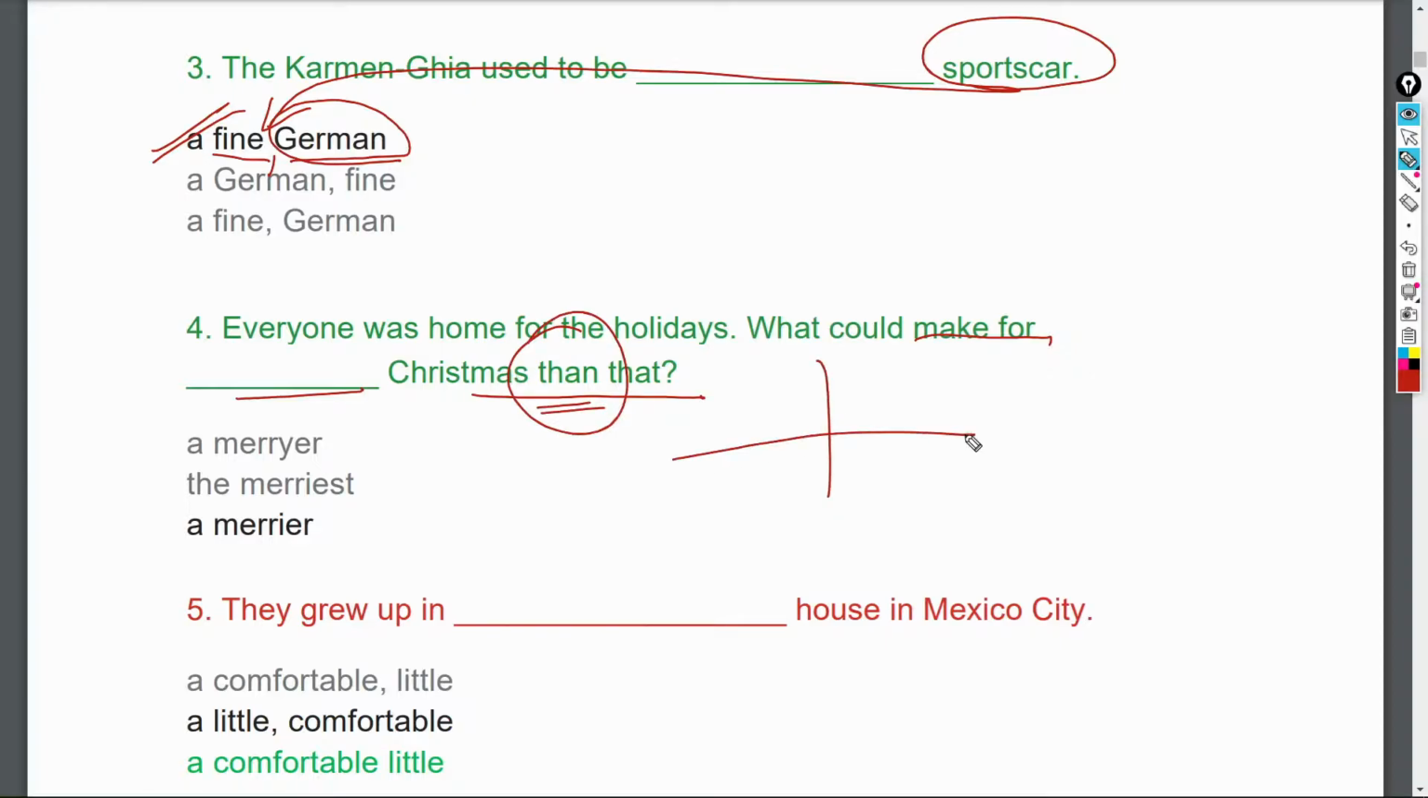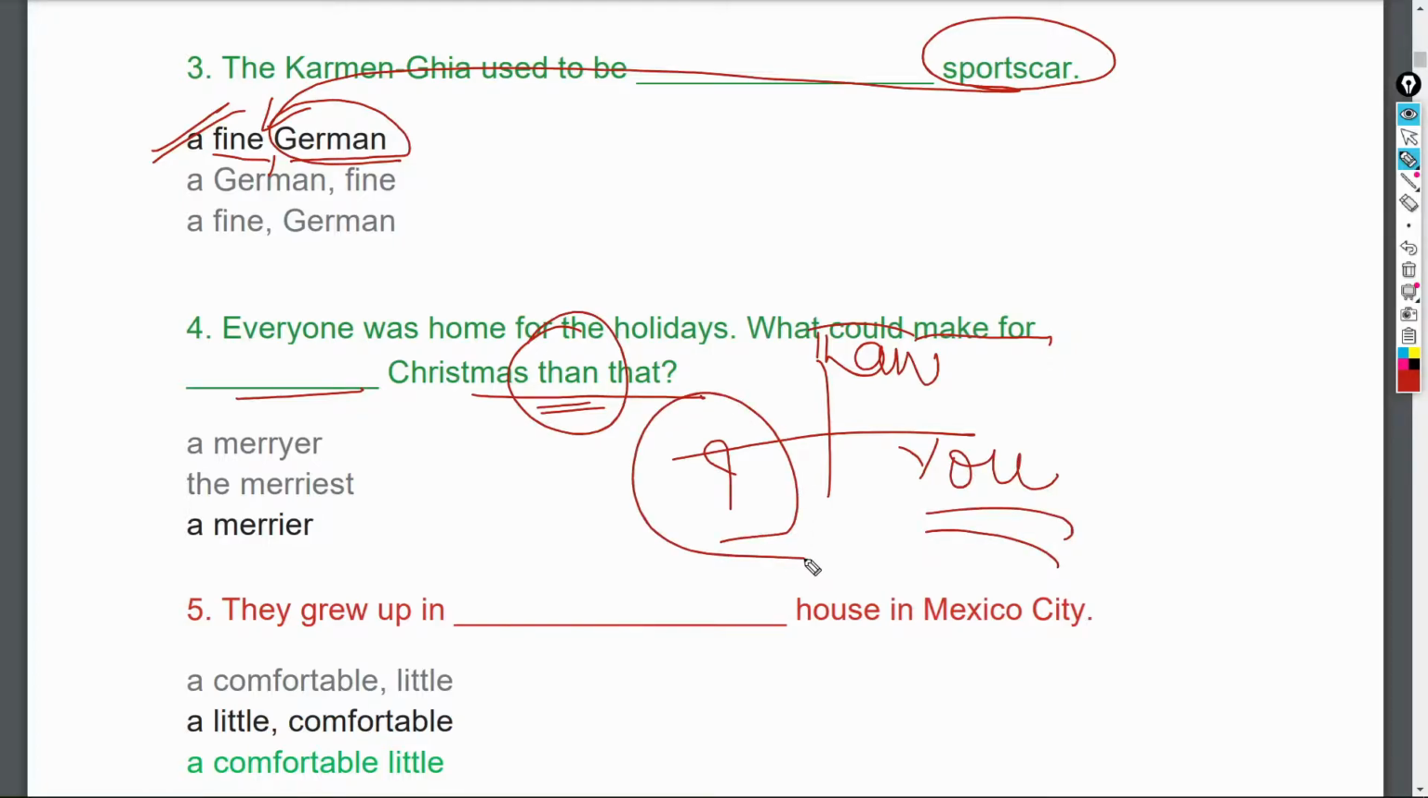When the word than is there, then there will be comparison between the two. Suppose you are saying, I am taller than you. This is the comparative degree. So in the comparative degree this than comes. Sometimes by mistake we use then, which is wrong. Therefore here it will be the comparative degree, not the positive degree. So it will be: everyone was home for the holidays. What could make for a merrier Christmas than that?